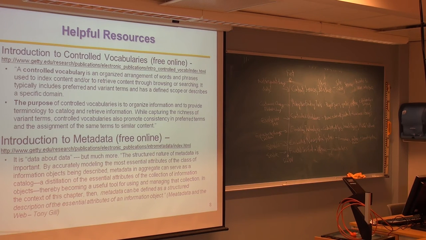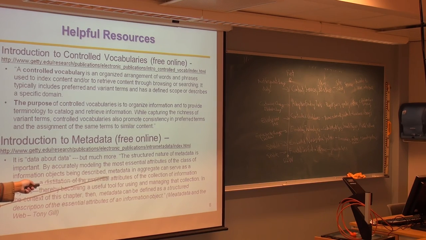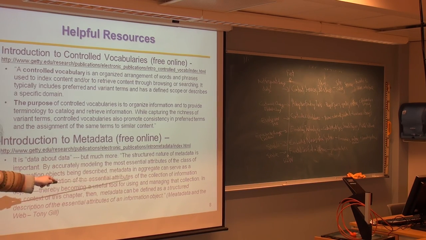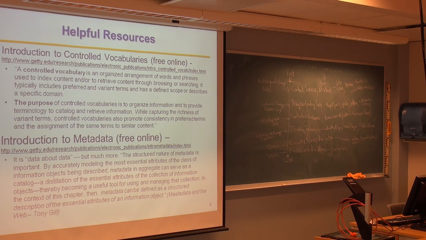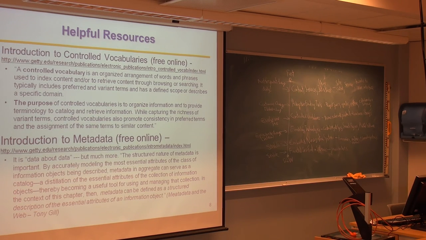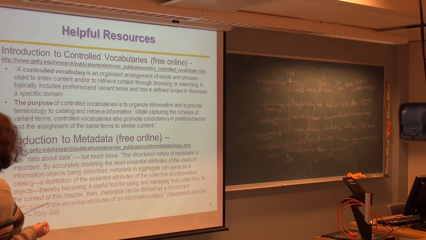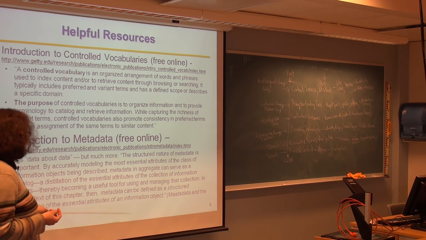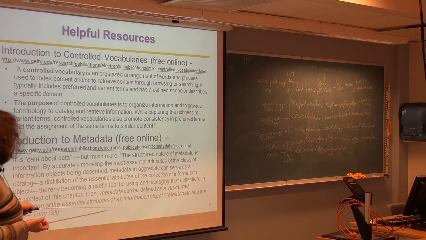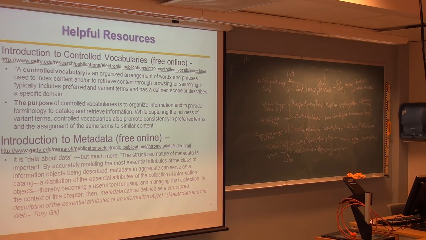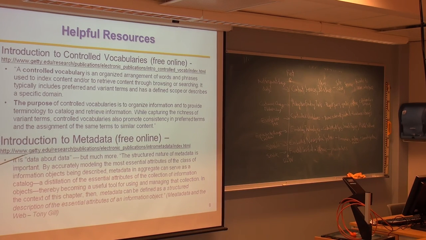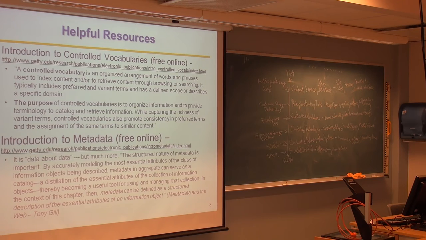So metadata is finding out the essential attributes of a particular set of objects. That's the key right here. It distills the attributes you need to be able to locate the object. In the context of this chapter, metadata can be defined as a structured description of the essential attributes of an information object. This is by Tony Gill, and it is also an entire online book with many examples of metadata and how you make use of that.